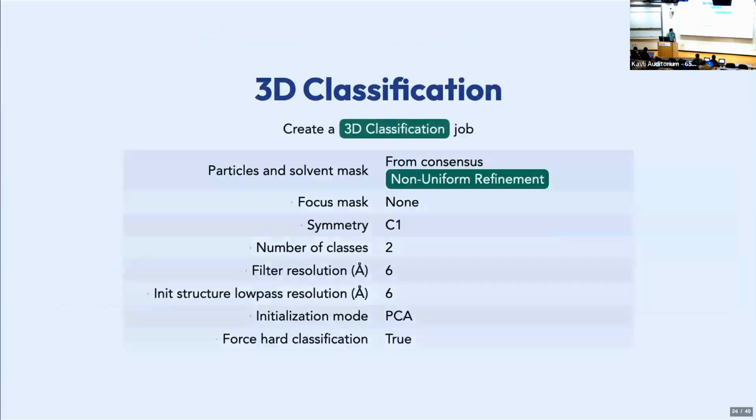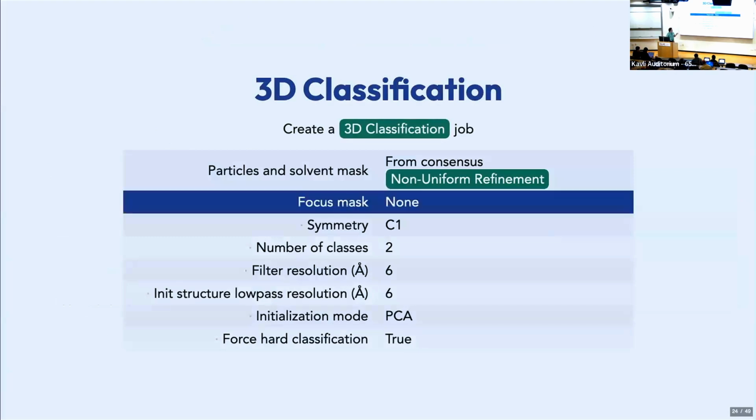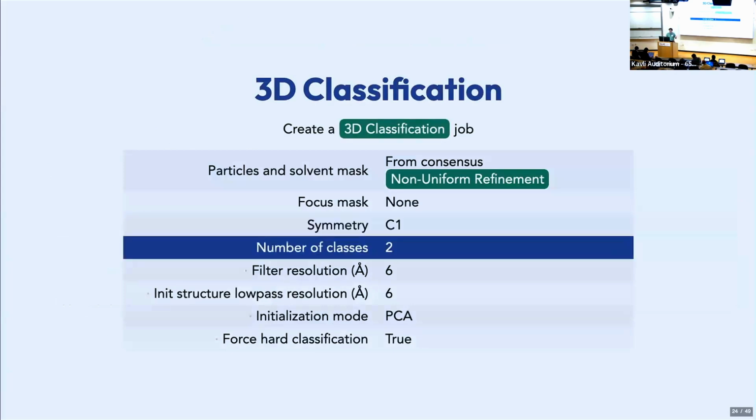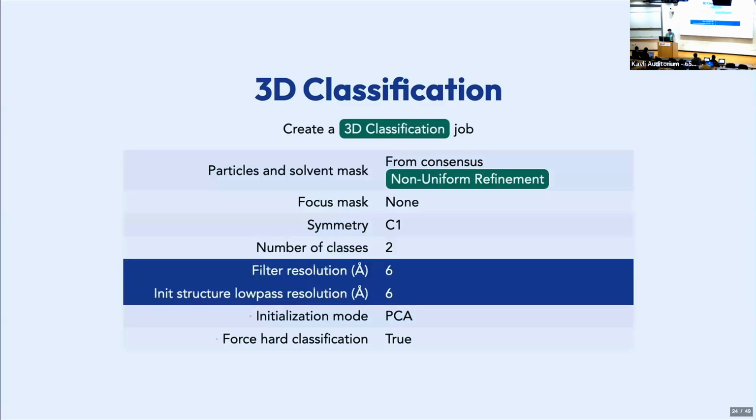So here's the job that I set up. I'm not going to use a focus mask here. I'm just going to use a solvent mask from the consensus non-uniform refinement. So I'm just saying classify the whole protein. So, no focus mask. I decided not to impose symmetry, just to see what comes out. But I'm still going to use 2 classes. So I'm not following the combinatoric advice of, oh, then you need 8 classes. Let's just try to see what happens.